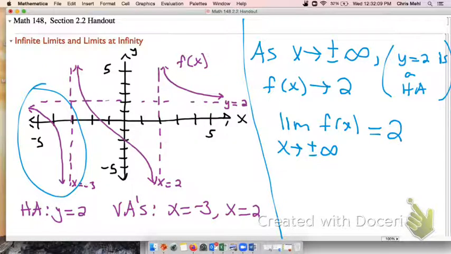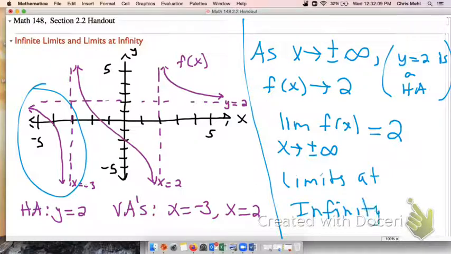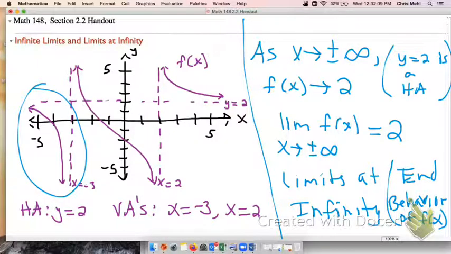Okay, so these are what I would be calling the limits at infinity. So x is approaching either positive or negative infinity. Limits at infinity are really just the same as what is called the end behavior of f of x.